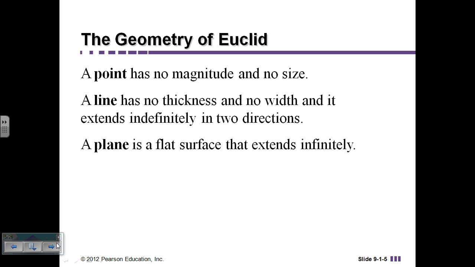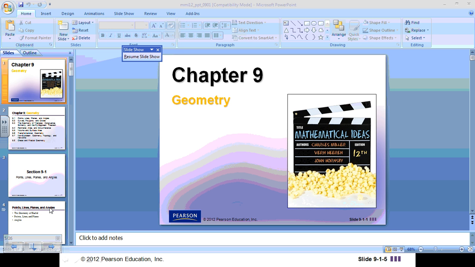So Euclidean geometry has basically three main definitions that everything is built upon. The first one is the definition of a point, and a point is something that has no magnitude and no size. So magnitude would be like weight, if you think about it that way. A line is something that has no thickness and no width, and it extends infinitely in two directions. So again, these are our primary definitions that we're going to work with.